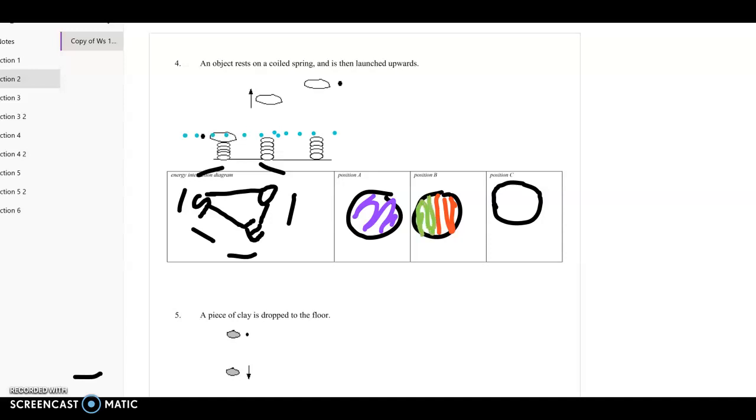And then at the very top, where it's no longer moving, I know that because there's no arrow next to it, then it's going to be all gravitational. So that's pretty straightforward. I hope I put in the hints no air, because that's how I worked this one.